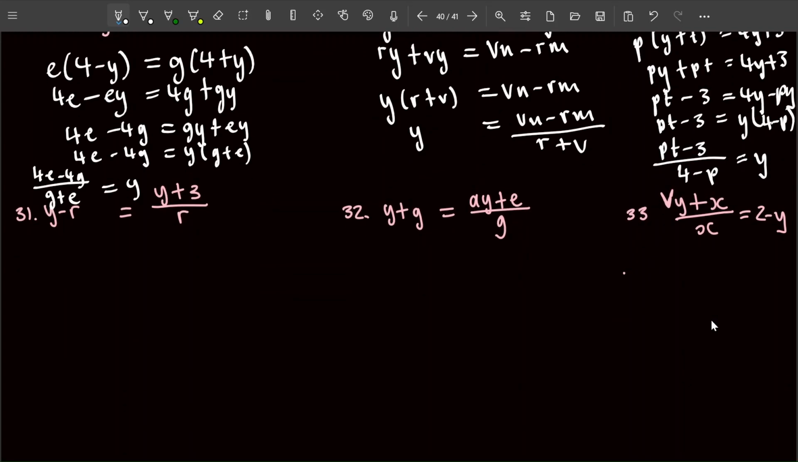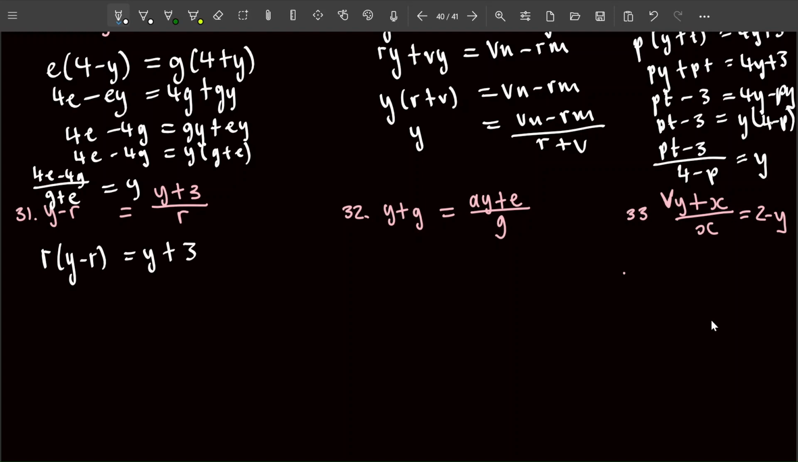I go to number 31. Well, we're almost there. Good pace. y minus r is equal to y plus 3 over r. Well, same concept. I take r to the other side to break the fraction. So it's going to be r multiplying y minus r is equal to y plus 3. Sorry for this repetition, kind of.